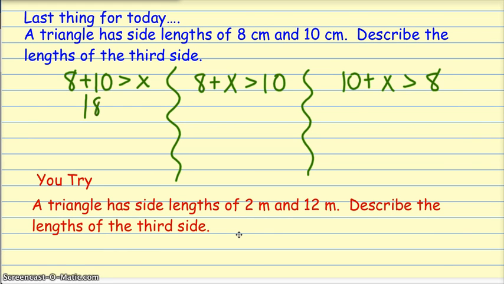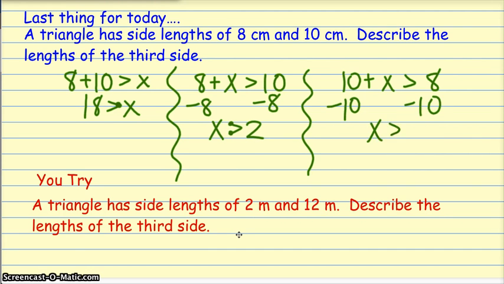This is telling you that x has to be less than 18. If I get x by itself, x has to be greater than 2. And if I try the third one, doesn't make any sense, can't have a side length of -2. So this is giving you, it's called a compound inequality, if you remember that from Algebra 1. It's telling you that x has to be between 2 and 18.